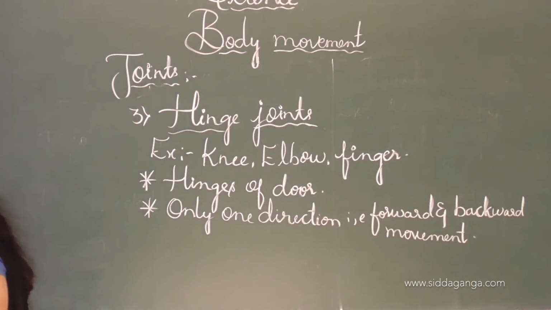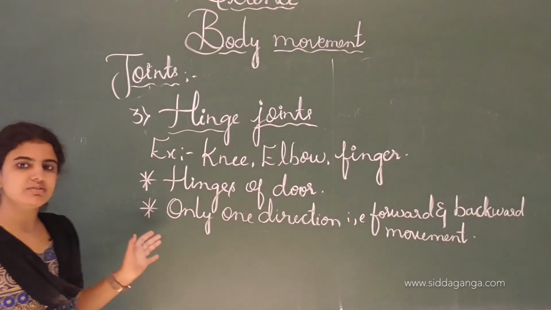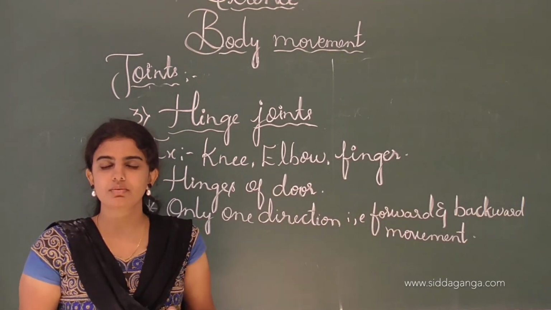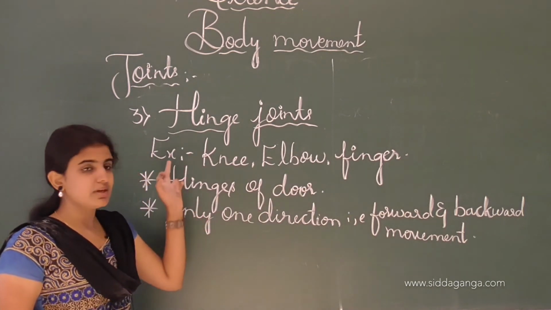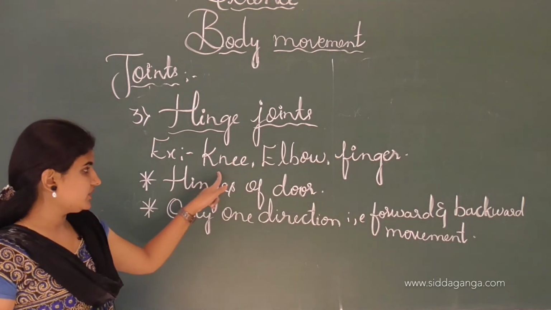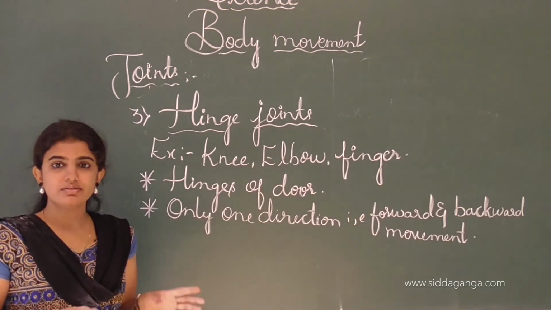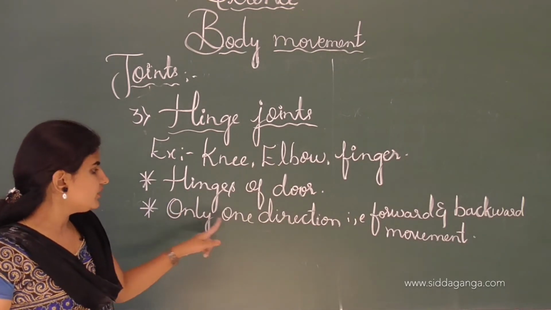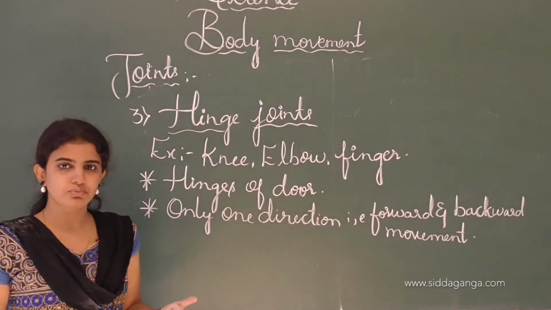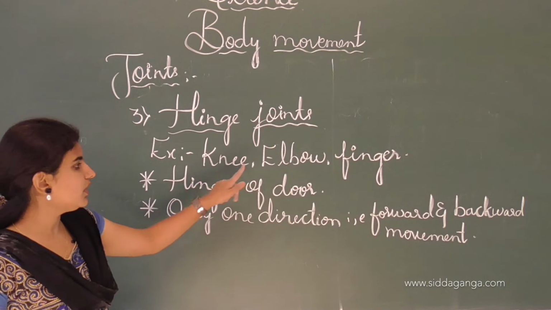See, forward as well as backward movement, these hinge joints are present. See, hinge joint forms the hinges of the door. For example, hinges are present in a door, and like that these type of joints are present in our body also, and usually in the knee region, elbow and the fingers. There is a partition, and there we can easily move, and only in one direction it will move, either forward or backward. And examples for the hinge joints are the knee, elbow and the finger.